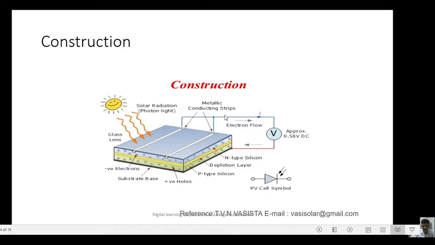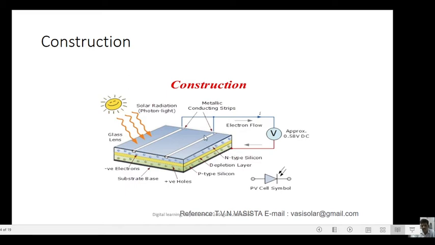Metallic conducting strips, here these are the metallic conducting strips. The yellow line indicates the flow of electron-hole pairs along the material. The upper side represents the negative electrons or substrate base. The black line represents the substrate base, and the lower particles below the black line represent the positive holes. Here are the p-type silicon, the depletion layer, and the n-type silicon.